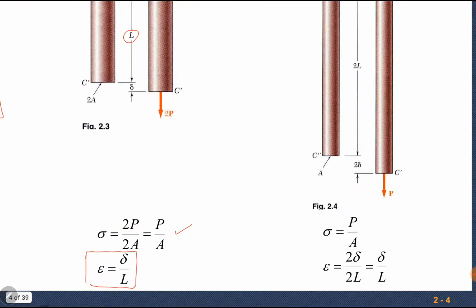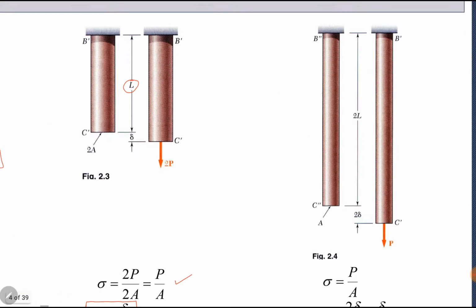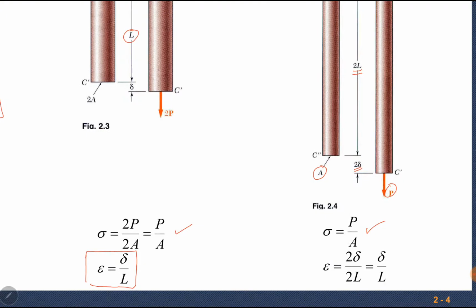If we keep the stress the same but we double the length, for example, if area and load are the same, stress will be again P over A. If we double the length, remember that the deformation will be doubled automatically. So it depends upon material and stress. Stress is the same, so it will be 2 delta over 2L. So finally strain will be delta over L.